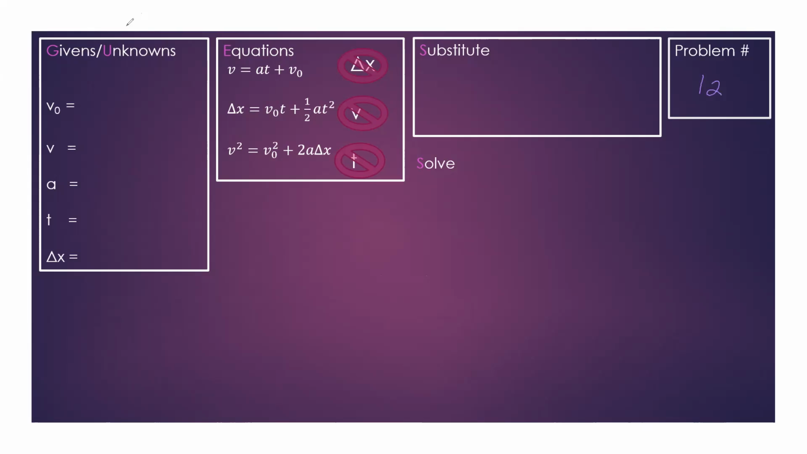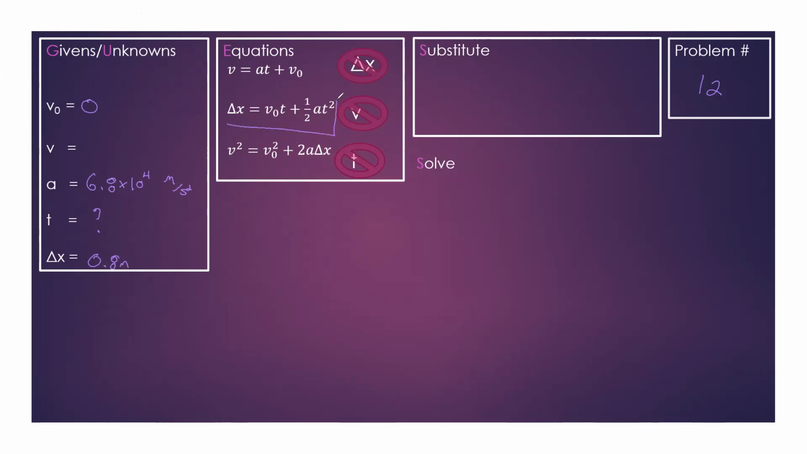Once fired, a bullet accelerates at 6.8 times 10 to the fourth meters per second squared through a rifle barrel. If the barrel is 0.8 meters long, how long does it take before the bullet leaves the barrel? So again, not stated, but a bullet before it's shot is not moving. So your initial velocity is 0. We want time. We don't care about v.